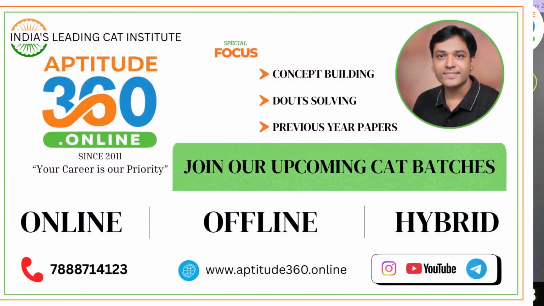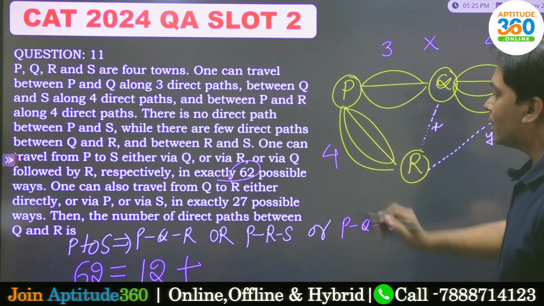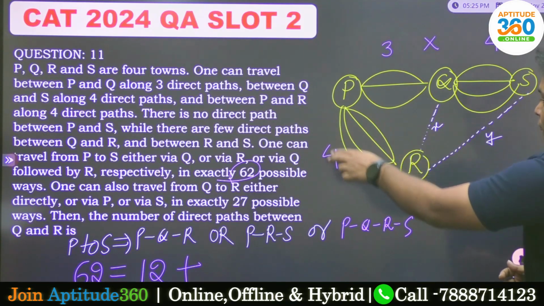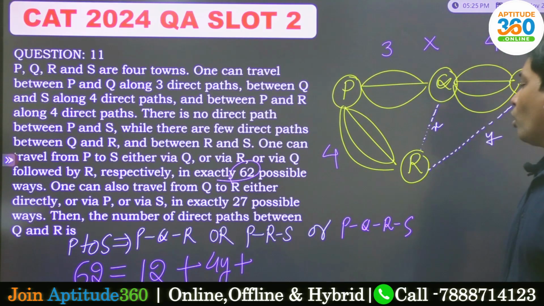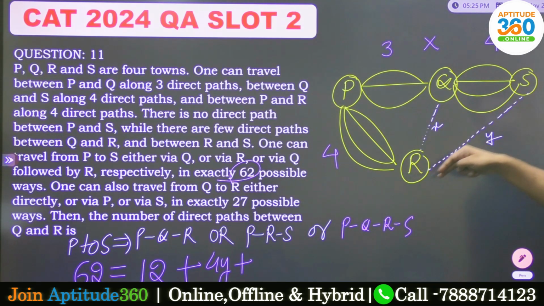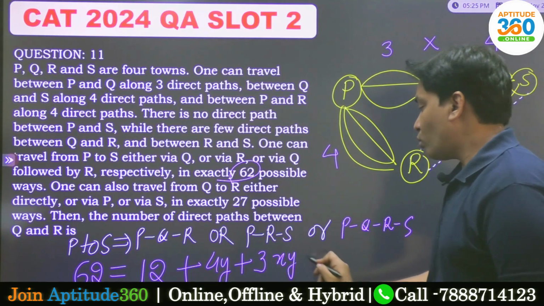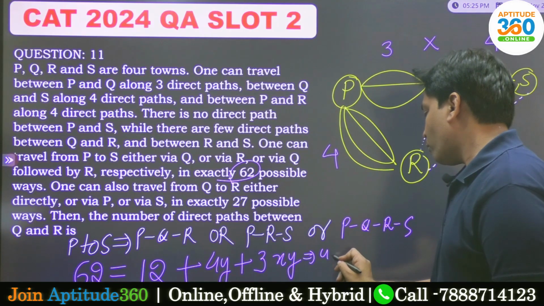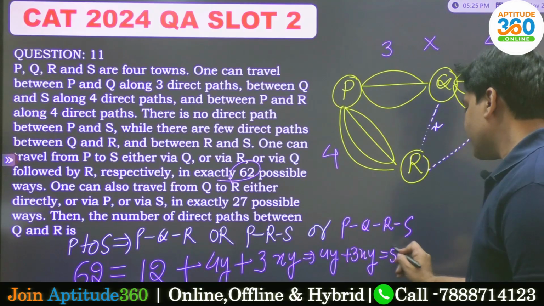Is this okay? Or P to R to S. P to R, how many ways are there? 4 ways. And R to S is Y, so it is going to be 4 into Y. Or P to Q, Q to R, R to S, so that is 3 into X into Y. And that is 62. So can you figure out that the value of 4Y plus 3XY is nothing but 50. Is it okay?